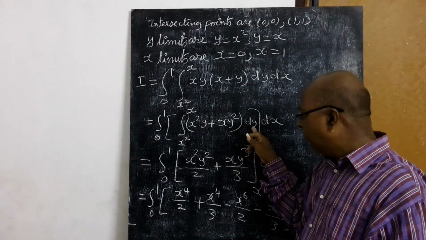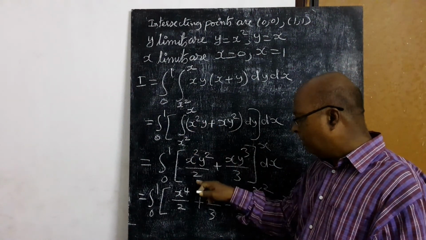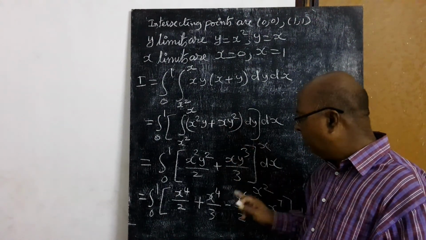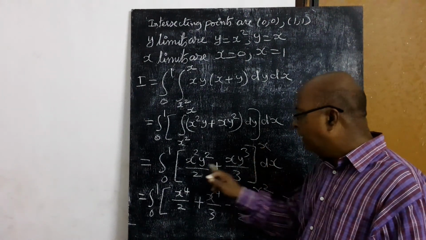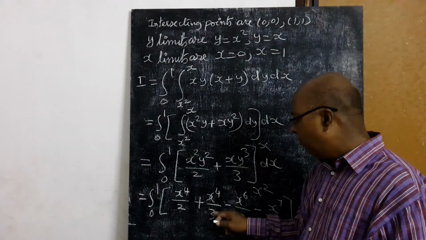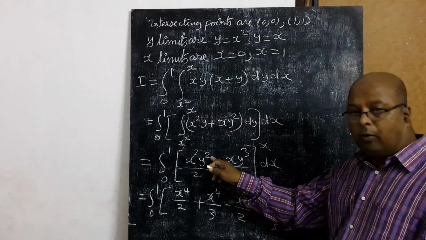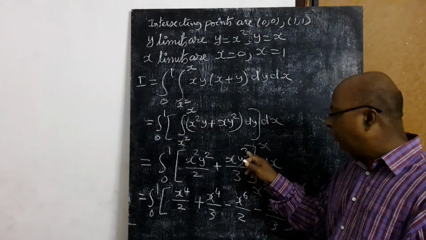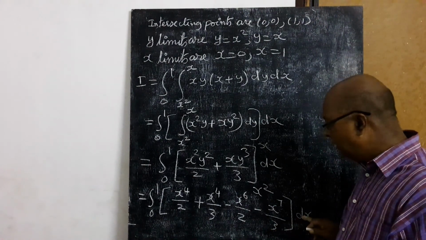First integrate with respect to y. x square is constant, and the integration of y is y square by 2. So x square y square by 2 plus x into y square, whose integration is y cube by 3, between x square and x. Substitute the upper limit: instead of y you write x. x square into x square is x power 4 by 2, plus x cube into x power 4 by 3, minus the lower limit x square, whole square: x power 4 into x square, x power 6 by 2, minus x power 6 into x power 7 by 3 dx.